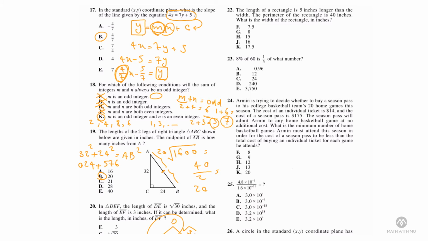The length of a rectangle is 5 inches longer than the width. The perimeter of the rectangle is 40 inches. What is the width of the rectangle in inches?